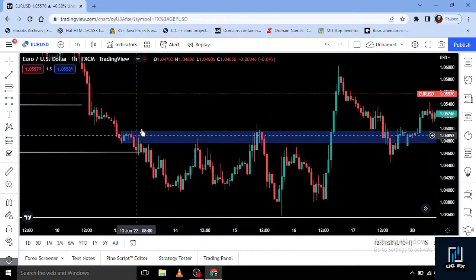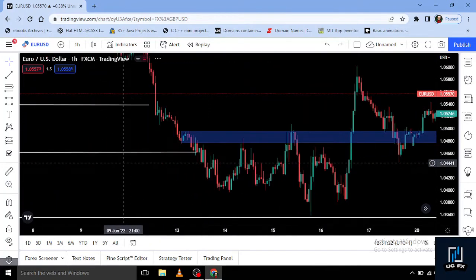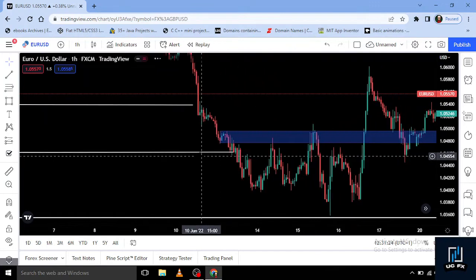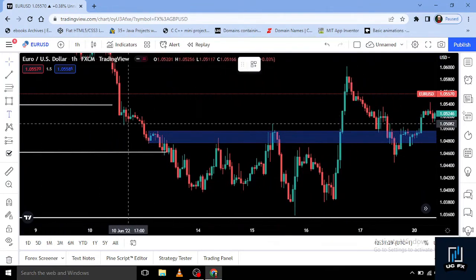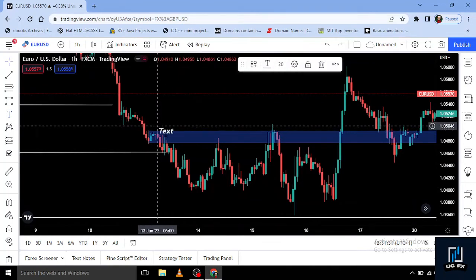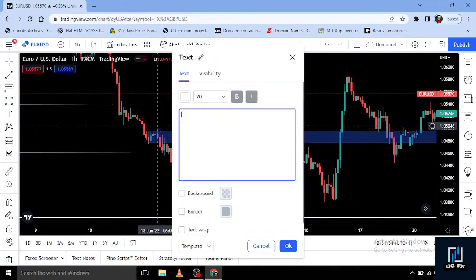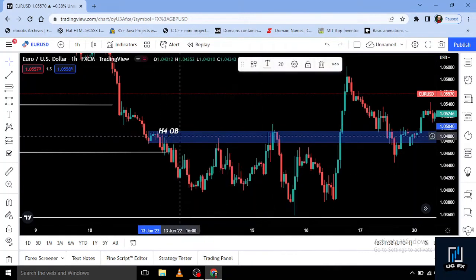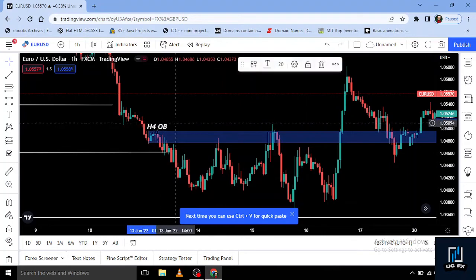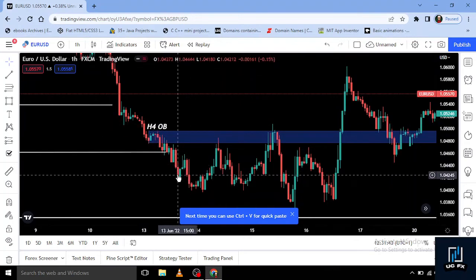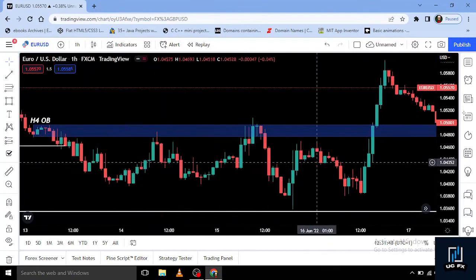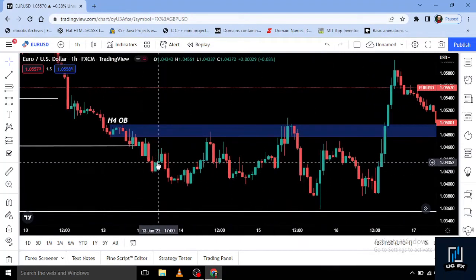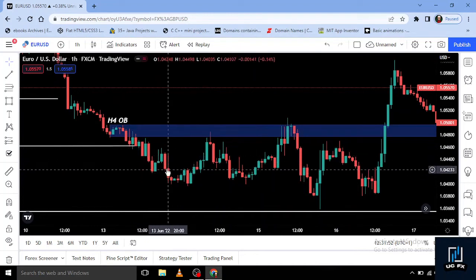So here is our order block. Price broke structure. So we have this order block as our H4 order block, and we're going to be naming it H4 order block. Just like I've been saying in my previous video, you will need to see liquidity being taken out before price will return to the order block.